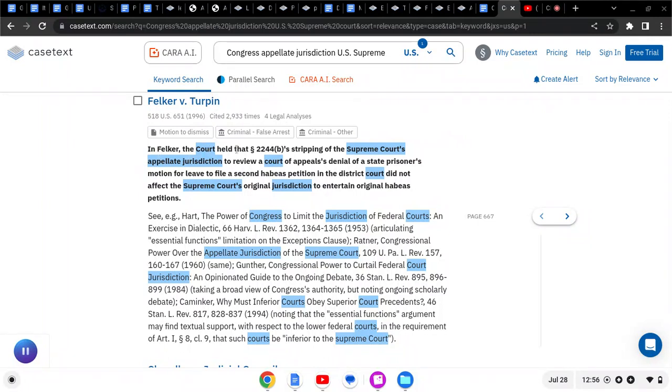In Felker, the court held that Section 2244(b)'s stripping of the Supreme Court's appellate jurisdiction, that's a statute, by the way, so the Supreme Court was no longer acting as a court of general jurisdiction. It was acting as an inferior court, or a quote ad hoc court. Just to let y'all know, there are two courts. Anyway, stripping the Supreme Court's appellate jurisdiction to review a court of appeals denial of a state prisoner's motion for leave to file a second habeas petition in the district court did not affect the Supreme Court's original jurisdiction to entertain original habeas petitions.